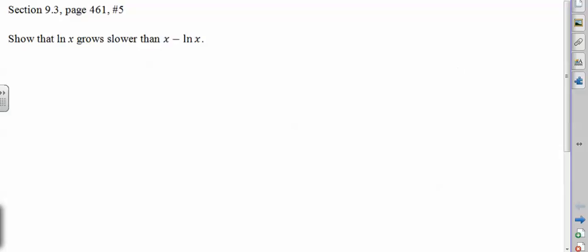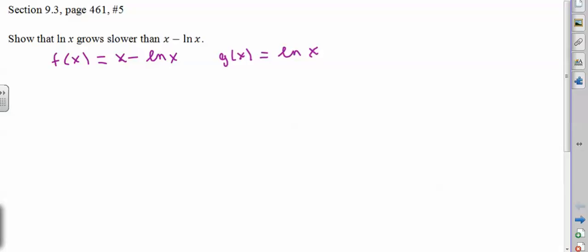All right, let's do section 9.3, page 461, number 5, which reads, show that the natural log of x grows slower than the function x minus the natural log of x. So we're going to start by letting f of x be equal to x minus natural log x, and we're going to let g of x be equal to the natural log of x.